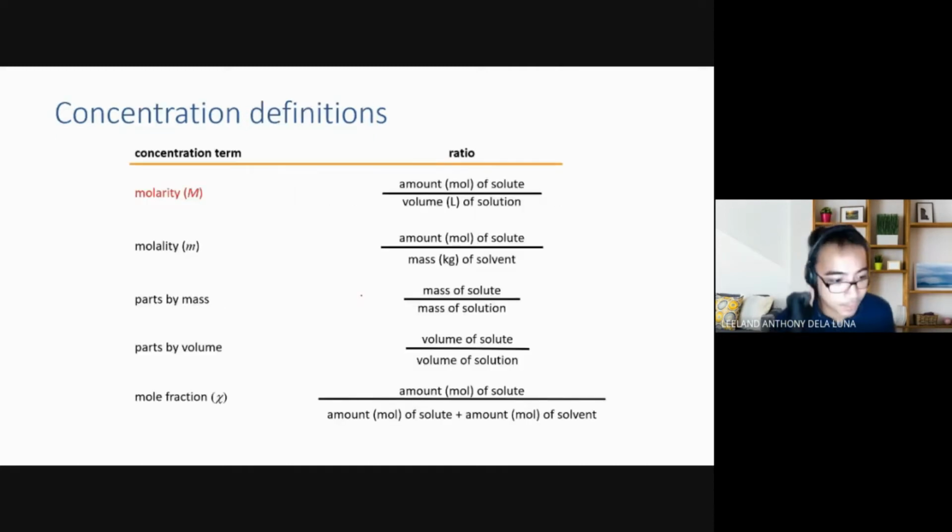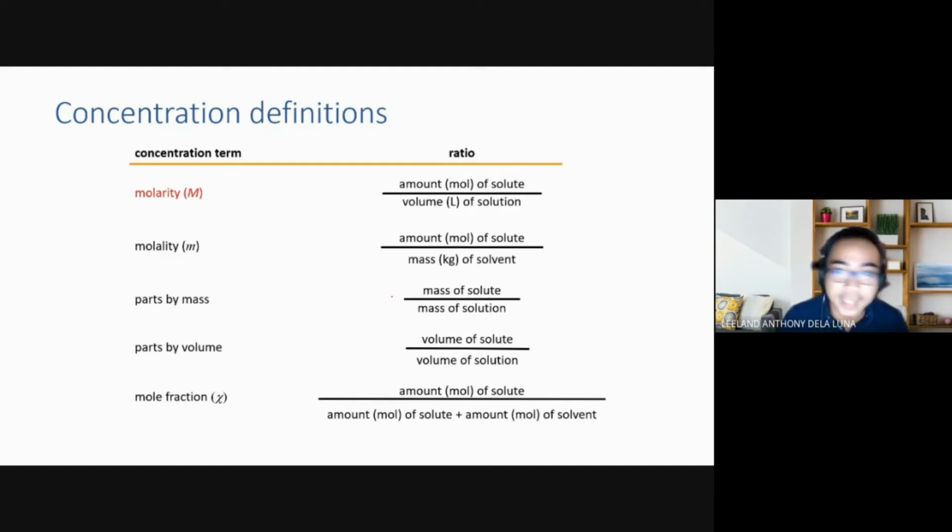Now, just a quick recap, class. I hope you still remember this. I think you still remember this, right? QC, correct? Expressions of concentration. You have molarity, molality, parts by mass, parts by volume, and of course, mole fraction. So, familiar? Okay, good. Because I know these are heavily used in QC, quality control.